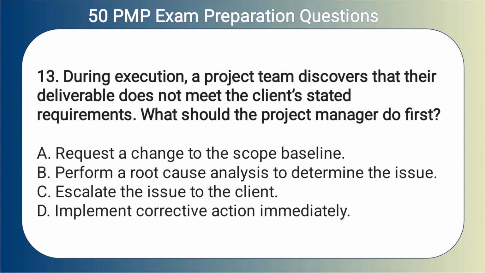13. During execution, a project team discovers that their deliverable does not meet the client's stated requirements. What should the project manager do first? A. Request a change to the scope baseline. B. Perform a root cause analysis to determine the issue. C. Escalate the issue to the client. D. Implement corrective action immediately.